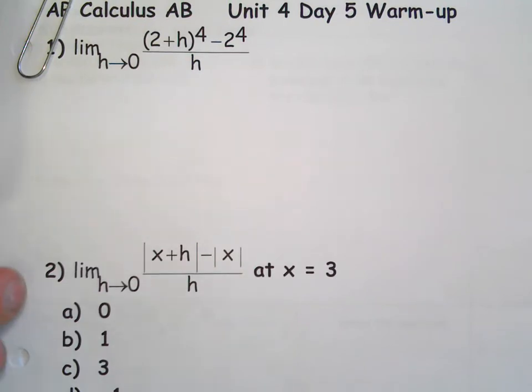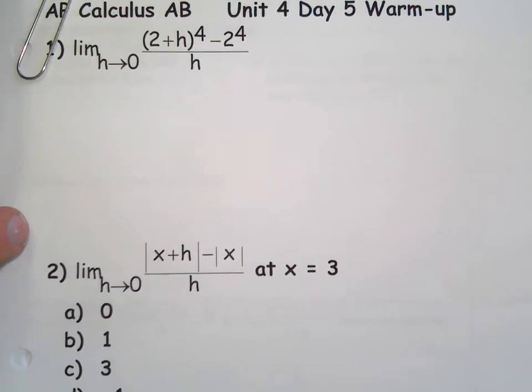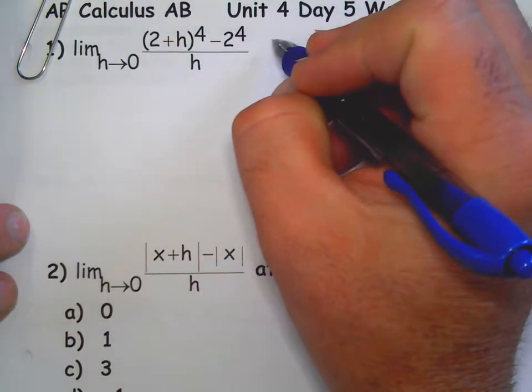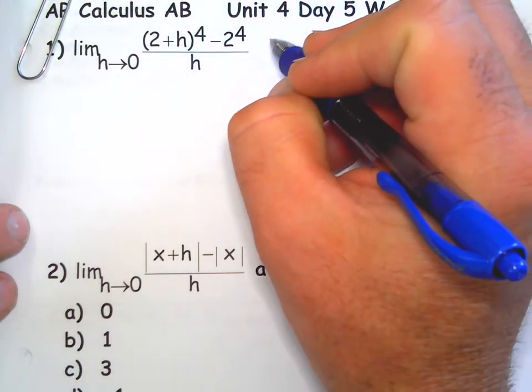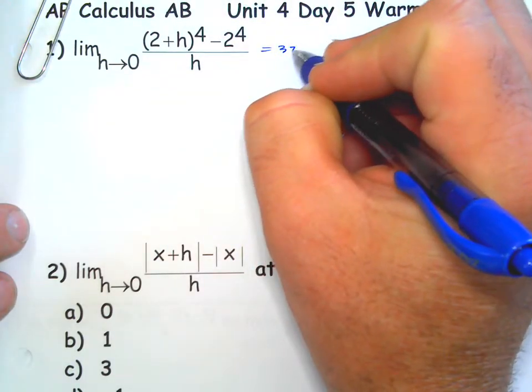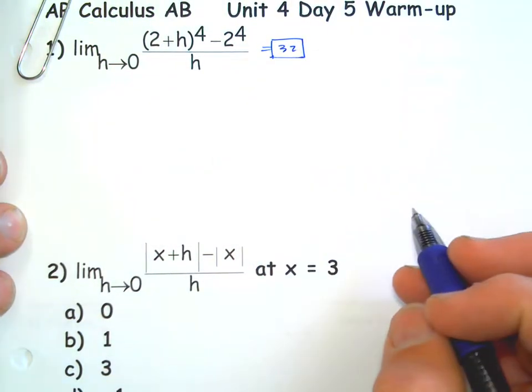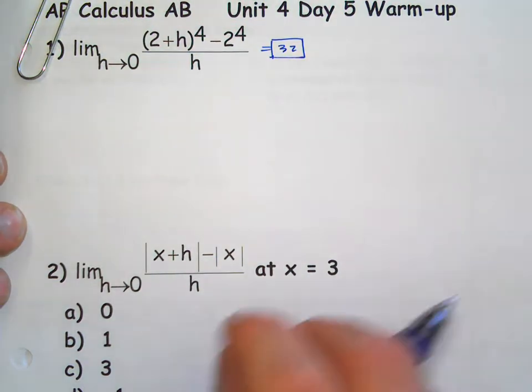Okay, assuming you've tried these, it's just one more chance for you to get good at something that's going to be on your next test. The answer to this problem is 32. Now we're going to do it the long way first.